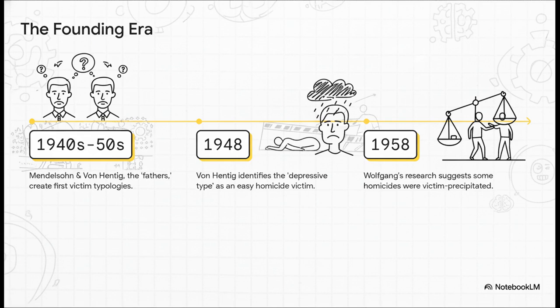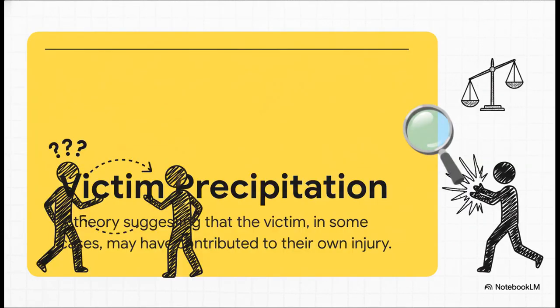They were looking for patterns. Von Hentig, for example, studied homicide victims and came up with this theory that certain personalities, like what he called the depressive type, might be easier targets. Then about a decade later, a researcher named Marvin Wolfgang drops this really controversial idea on the world. And that idea was called victim precipitation.